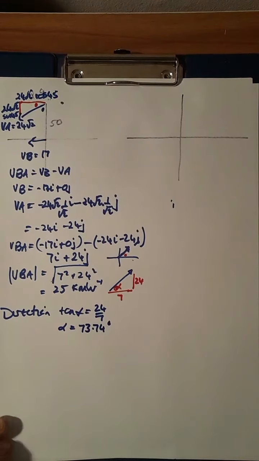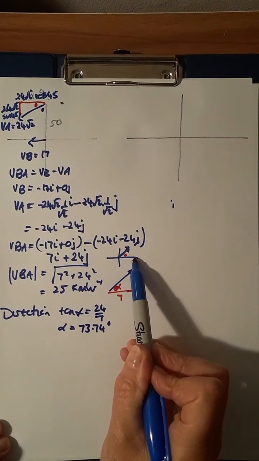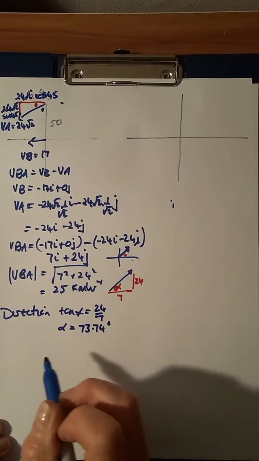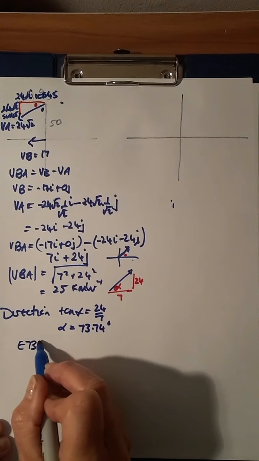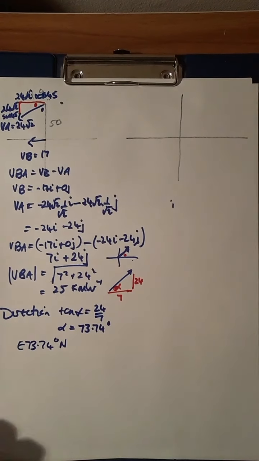Okay, so the direction of that vector is it's heading east and then it's going north. So it's east 73.74 degrees north. Now the next part of the question says, how long can they exchange signals? So we've got these two ships, how long can they exchange signals for?